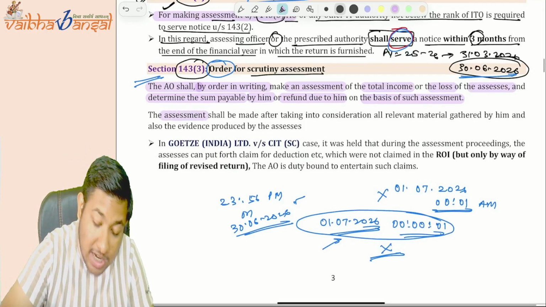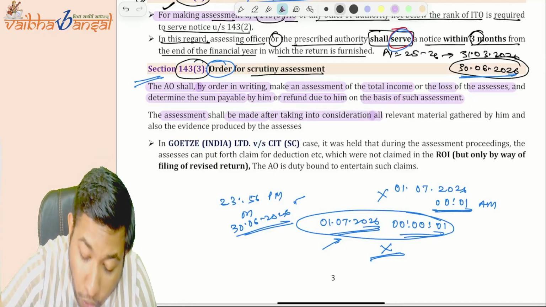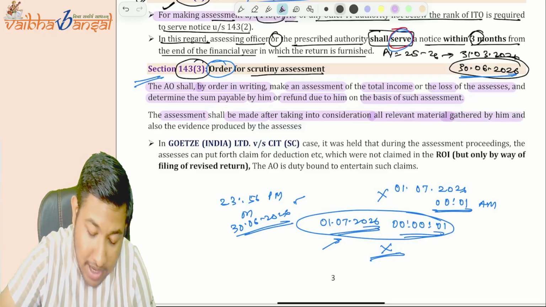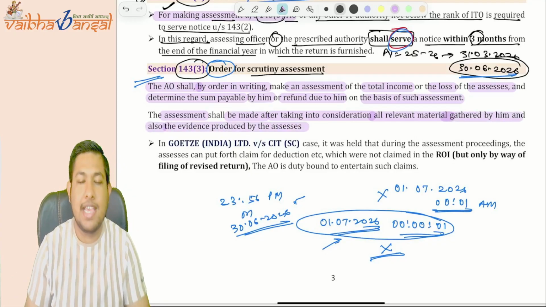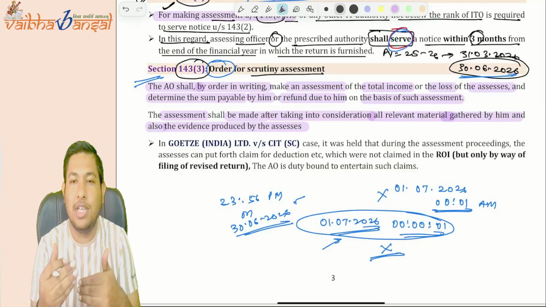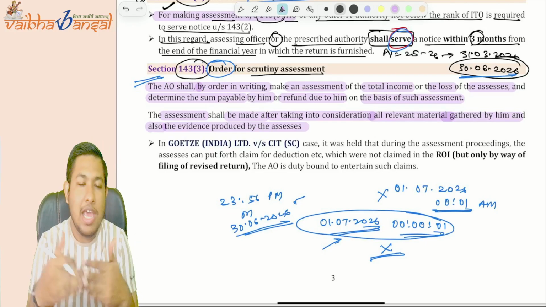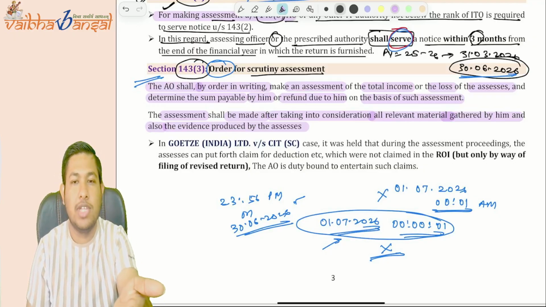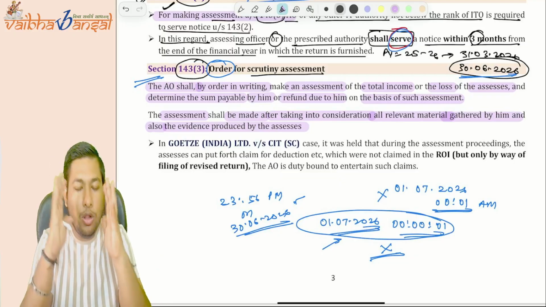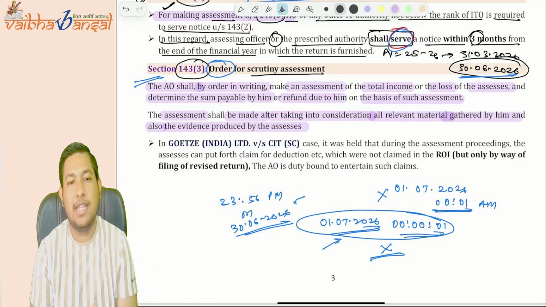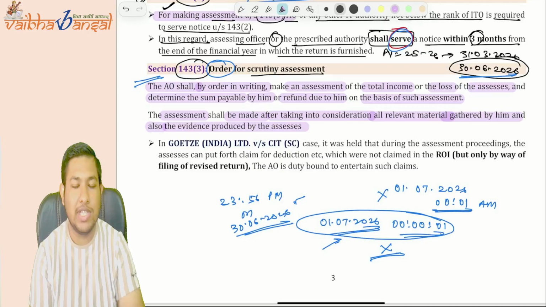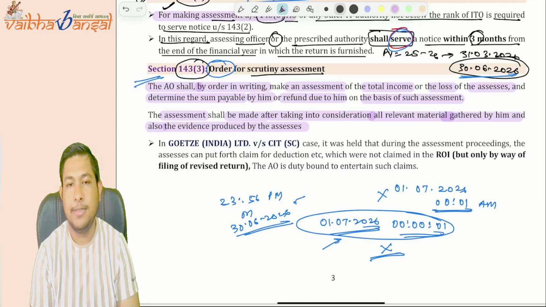Now, the assessment shall be made after taking into consideration all relevant material gathered by him and also the evidence produced by the assessee. All the notices will be given to the assessee and there will be communication back to the assessing officer on those replies. The show cause notice will be sent to the assessee and the assessee will give the reply. All those replies received from the assessee should be taken into consideration before passing the order of the scrutiny assessment. First of all, tell me whether it is clear to you. Clear, understood or not? Tell me this.